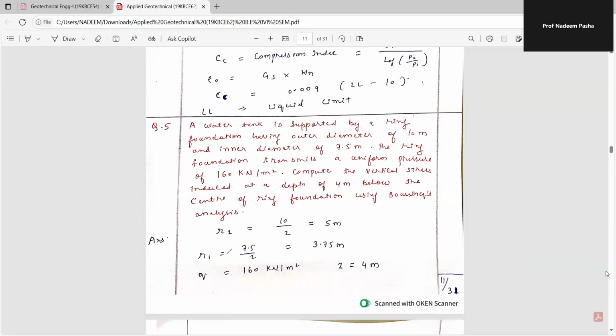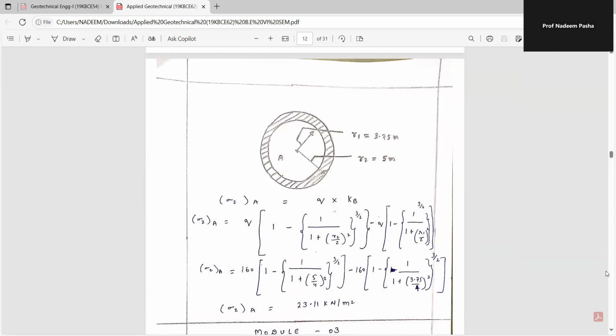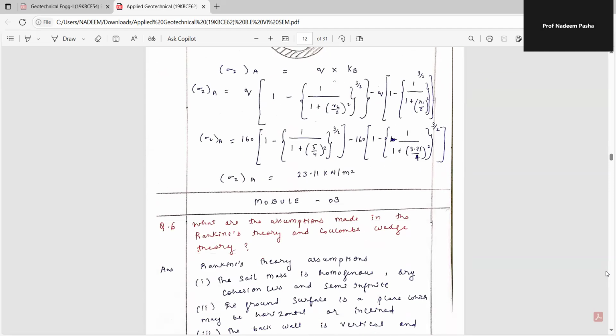R2 equal to 10 by 2, it comes out to be 5 meter. R1 is equal to 7.5 by 2, it comes out to be 3.75 meter. Q is equal to 160 kilonewton per meter square and Z equal to 4 meter. So sigma Z into A equal to Q into KB, and if you do the calculation, it comes out to be 23.11 kilonewton per meter square.